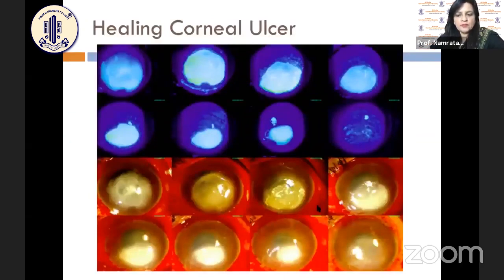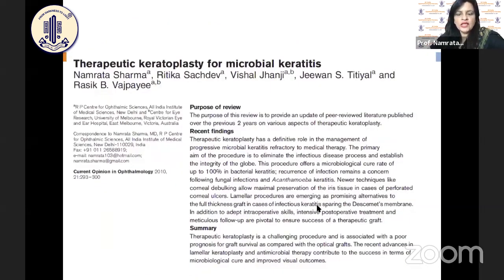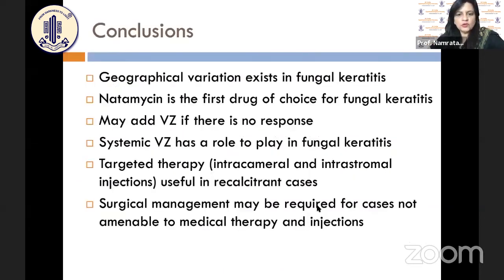This is how the healing of a corneal ulcer should be. With every passage of time, the epithelialization occurs and a faint corneal scar forms. And therapeutic keratoplasty would be dealt with by Professor Tityal. He would be talking to you about details.